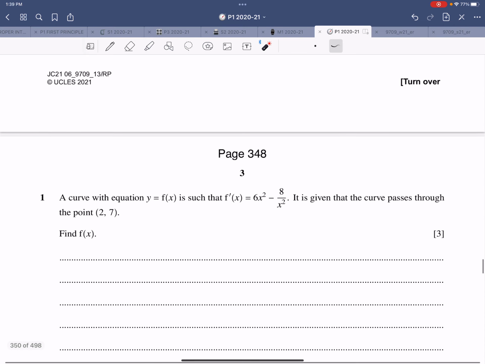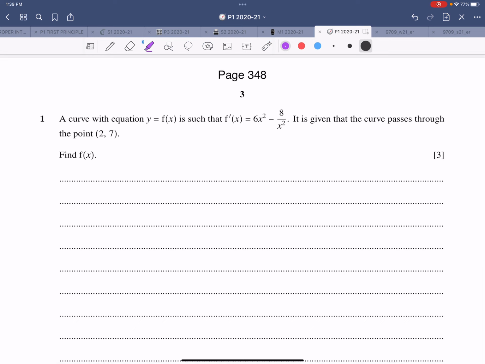Let's get started with the working. Let's look at the first question. A curve with equation y equals f(x) is given. It is given that f prime x is such that f prime x equals this. So f prime x is like y prime x. f prime x is 6x squared minus 8x minus 2, right, in the proper format. It is given that the curve passes through the point (2, 7). Find f(x). So this is a question about integration.